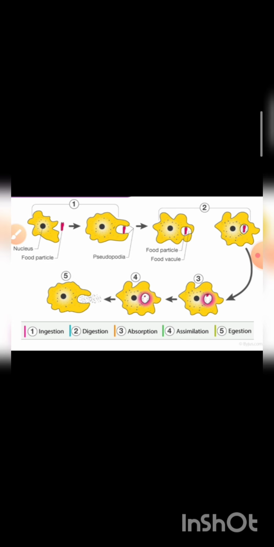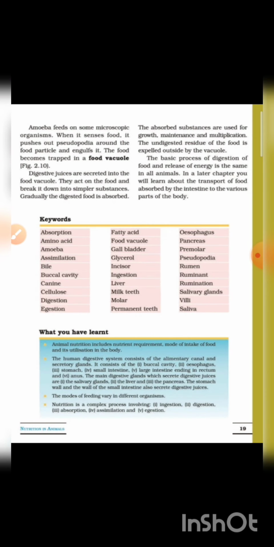digestive juices are secreted into the food vacuole. These juices break down food into simpler substances. This digested food is then absorbed. Absorbed substances are used for growth, maintenance, and multiplication. Finally, the undigested residue of the food is expelled outside by the vacuole. So this was all about the nutrition in animals.